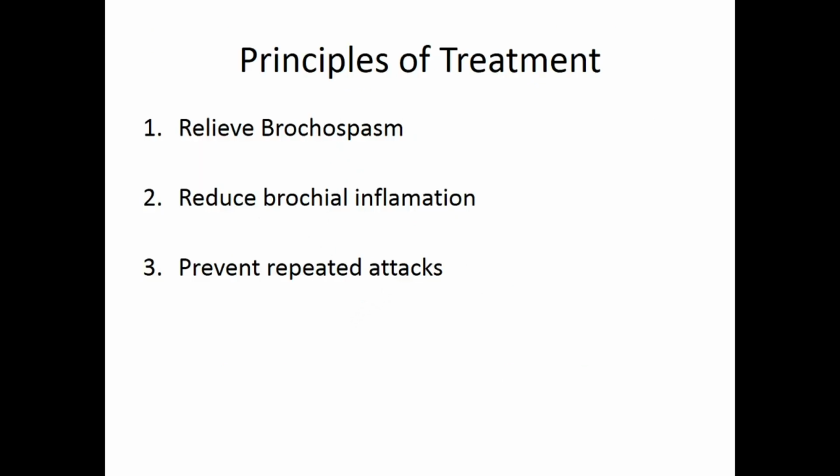So the principles of treatment are like this. You will give drugs to relieve bronchospasm, that means you will increase the airway, which should be more than 2 millimeter. You will give drugs to reduce the bronchial inflammation. And if a patient already has a chronic inflammation, you will give drugs to prevent repeated attacks. Again, the principles of treatment are to relieve bronchospasm, to reduce bronchial inflammation, and to prevent repeated attacks.